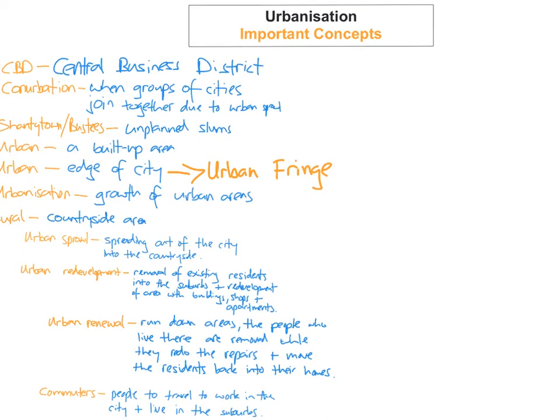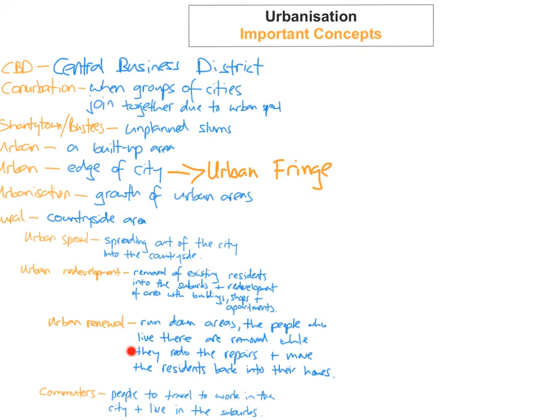So urban fringe is the edge of the city. Urbanisation is the growth of the urban areas, so towns and cities growing. Rural is the countryside area. Urban sprawl is when the towns and cities are spreading out and they actually start to take over and sprawl into the countryside, and then the countryside turns into an urban area. Urban redevelopment is when they remove the existing residents and usually move them into the suburbs, and they redevelop the whole area, putting in more businesses, offices, shops and usually apartments.